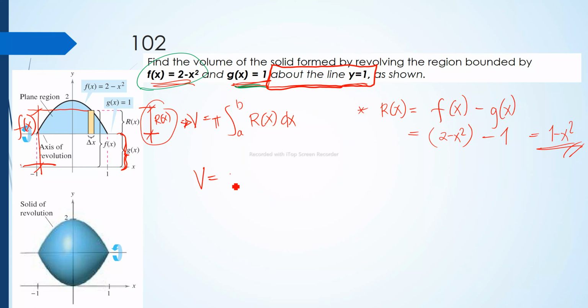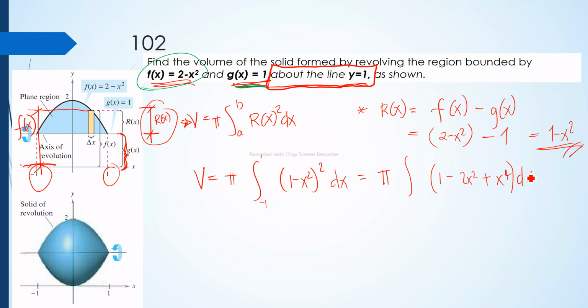So you have V is equal to pi times the integral of r of x squared. That is just equal to 1 minus x squared, squared. What are our lower and upper limits? They are already shown here, negative 1 and positive 1, dx. You'll have pi times the integral of, we just distribute this, you will get 1 minus 2x squared plus x to the fourth dx from negative 1 to 1.